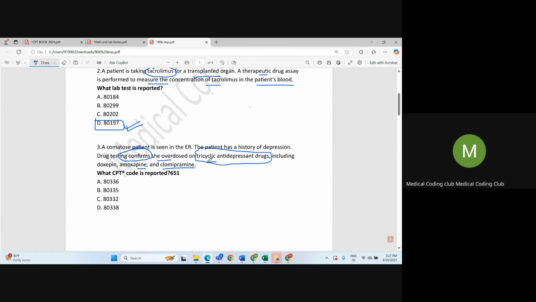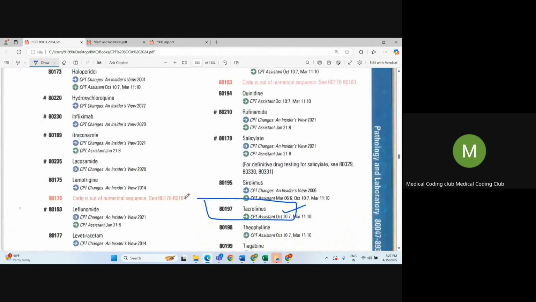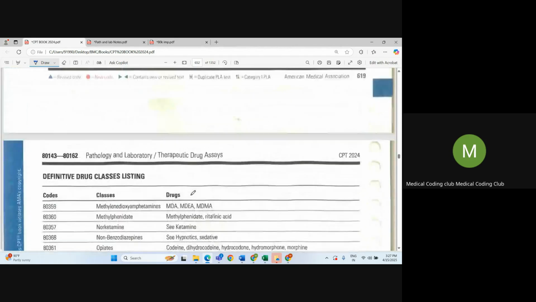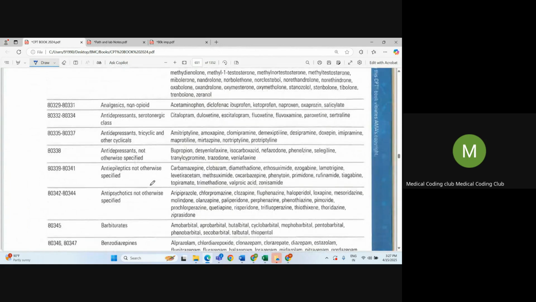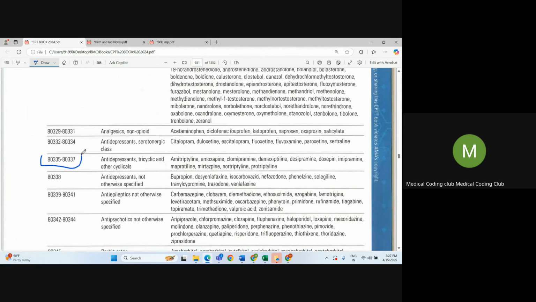So you can see here they are saying tricyclic antidepressants. If you refer to the definitive drug class listing, this is the classes listing. In this table you can see 80335 and 80337. This is the reference. This includes antidepressants, tricyclic and other cyclicals, and this includes many drugs. So now look for the individual code description. What is 80335 and the rest.